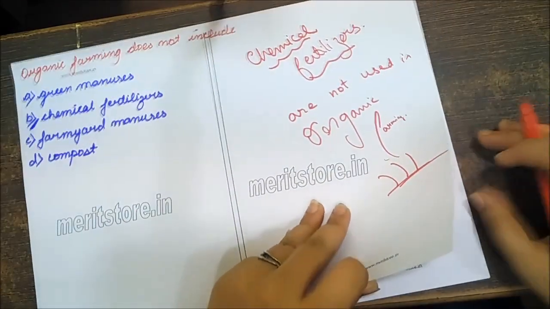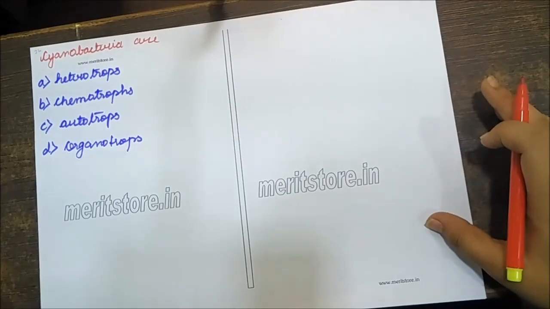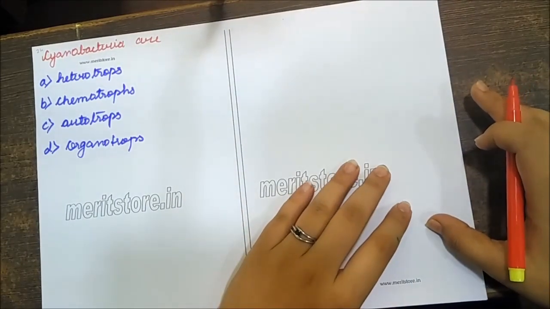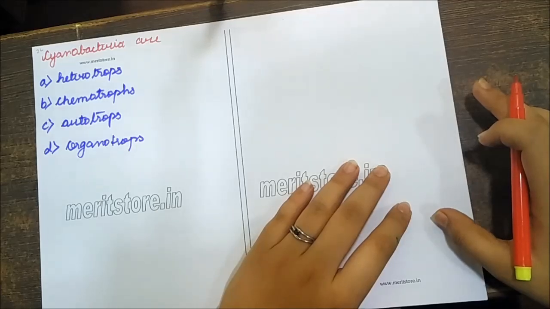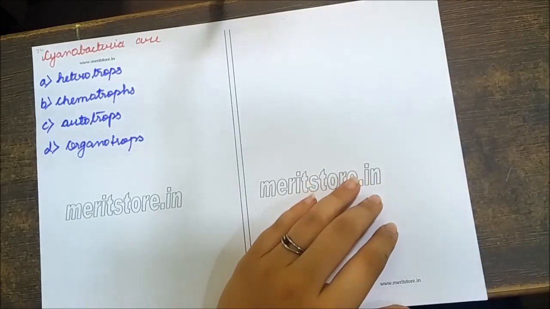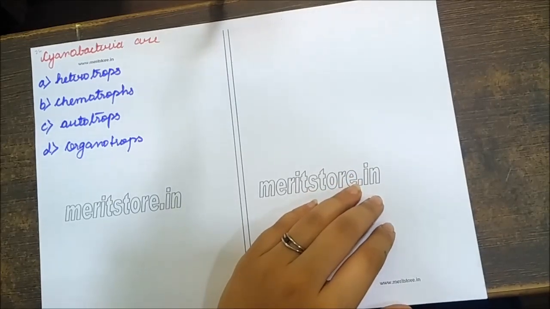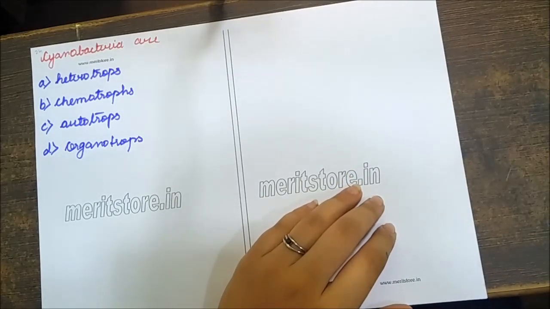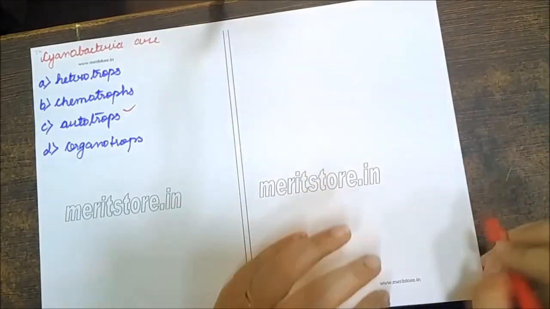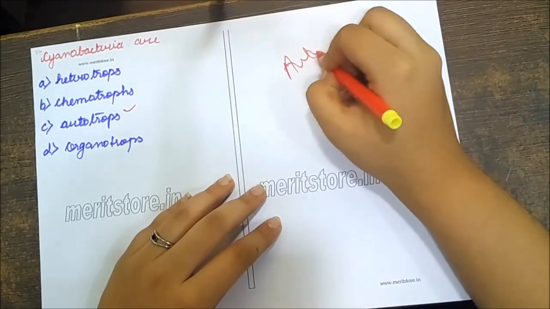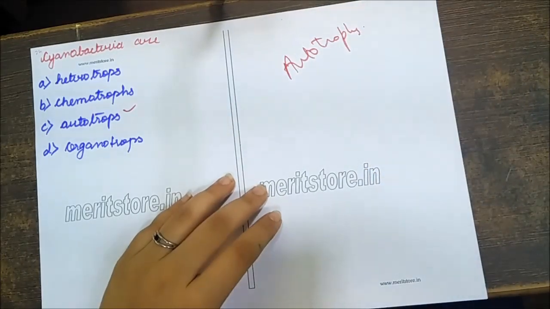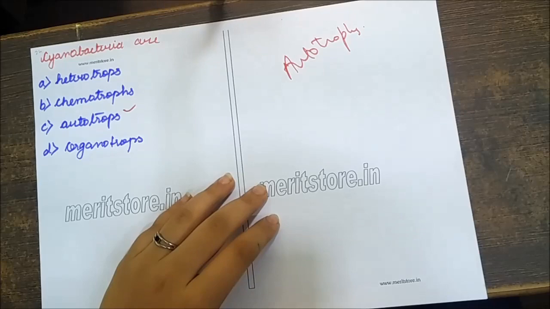And let's move on to the next question. Cyanobacteria are heterotrophs, chemotrophs, autotrophs, or cyanotrophs? And the answer for this is autotrophs. Let's know how. Let's know first what are autotrophs.